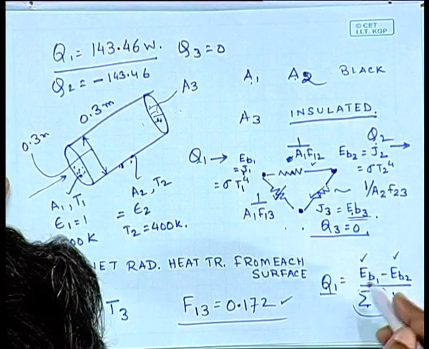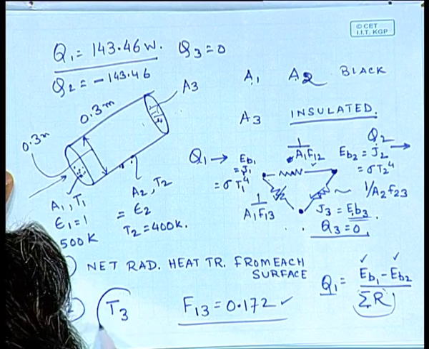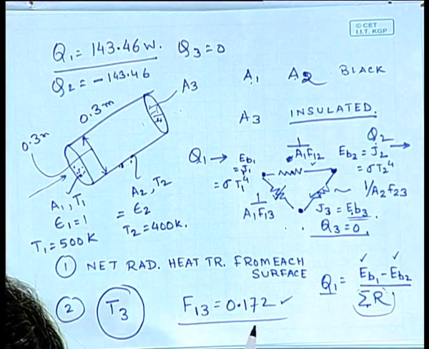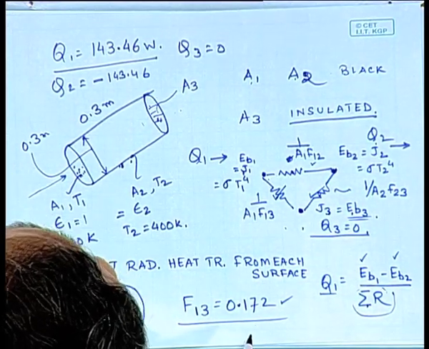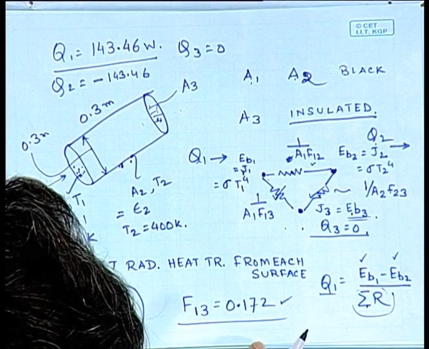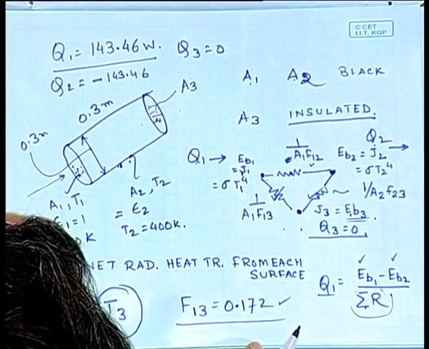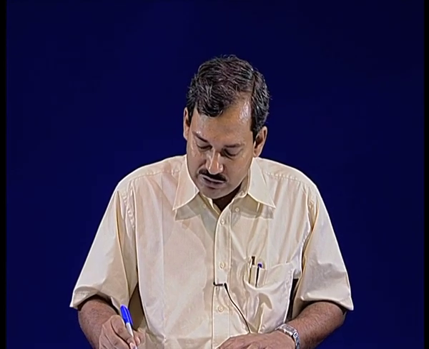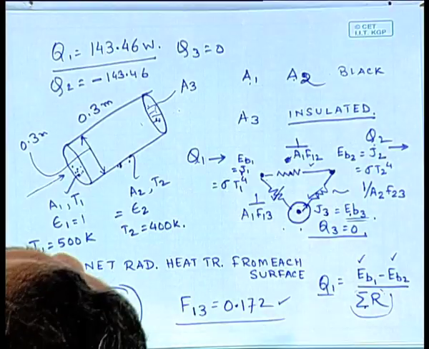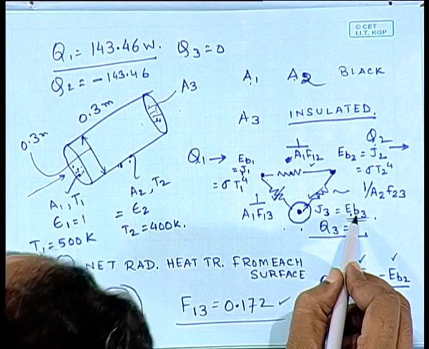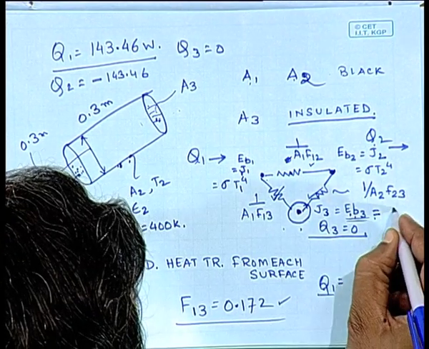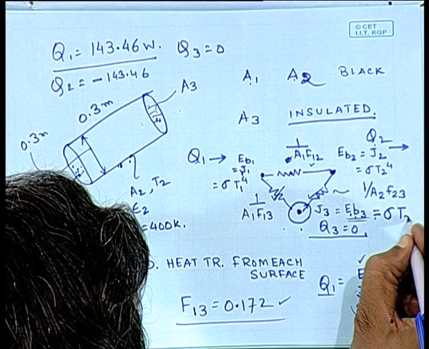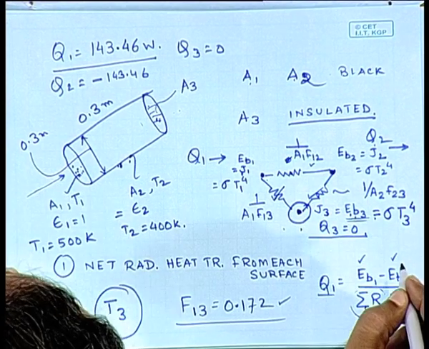All right. The last part that is remaining is, what is T3? Now what would be the step to find out T3? How do you find T3? What is the prerequisite for finding T3? Eb3 must be known. We know Eb3 is equal to J3, so J3 has to be known to you. Right? So you just have to find out what is the value of J3. Once you know J3, then Eb3 is known, and this Eb3 is simply going to be sigma T3 to the power 4.